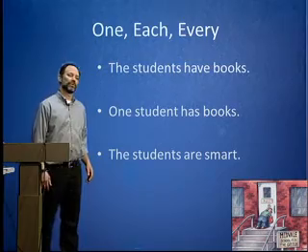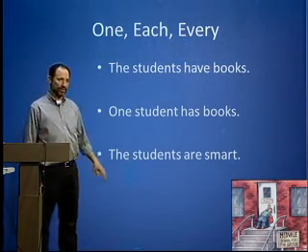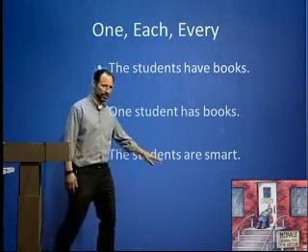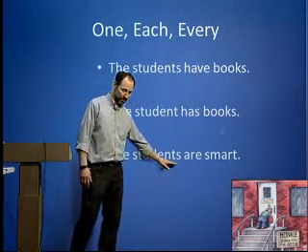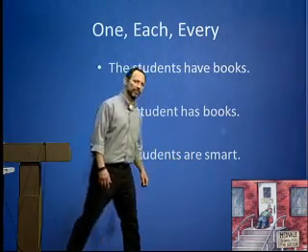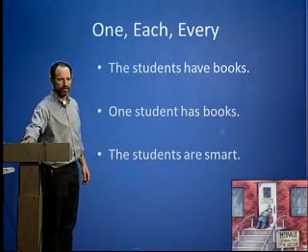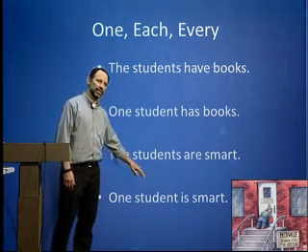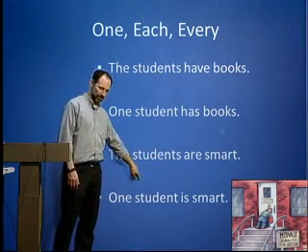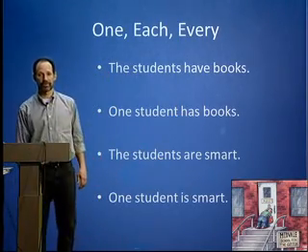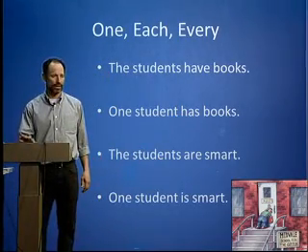When I use the verb be in a sentence, like here I have the students are smart. That's plural. I have the plural students, and then I have the plural form of the verb be, which is are. If I use one, I have one student is smart. So after one, we have the singular noun, and then the singular form of the verb be.